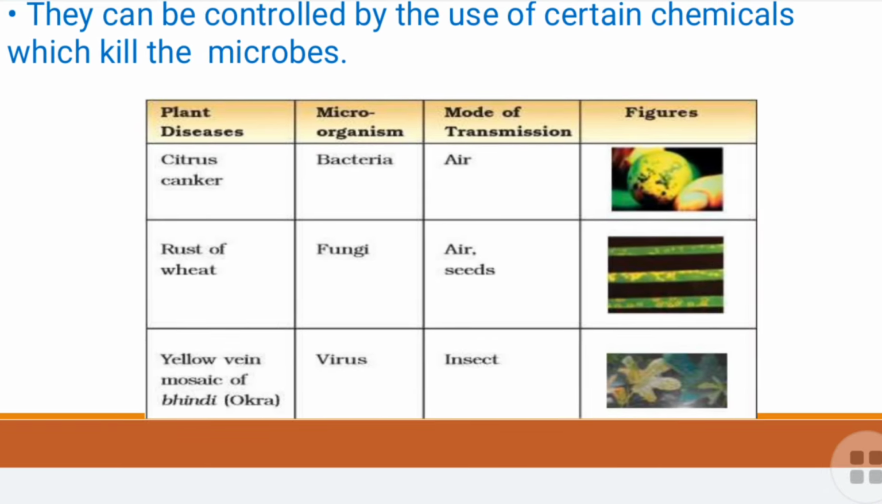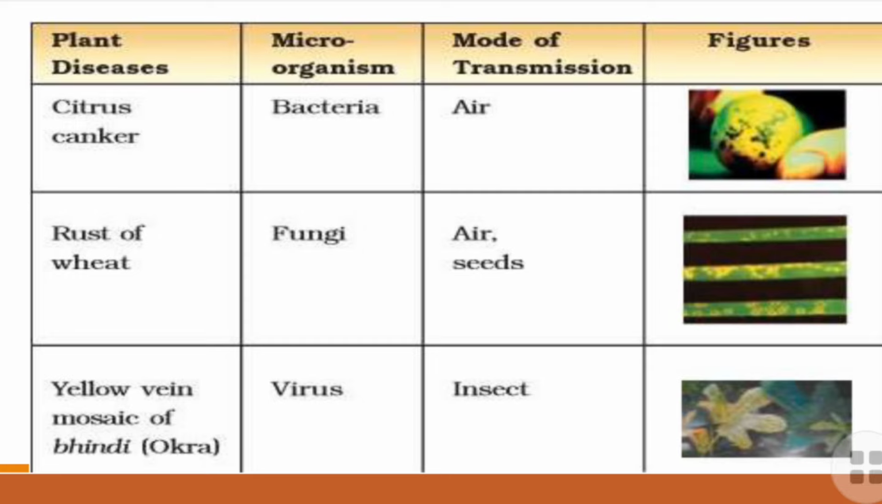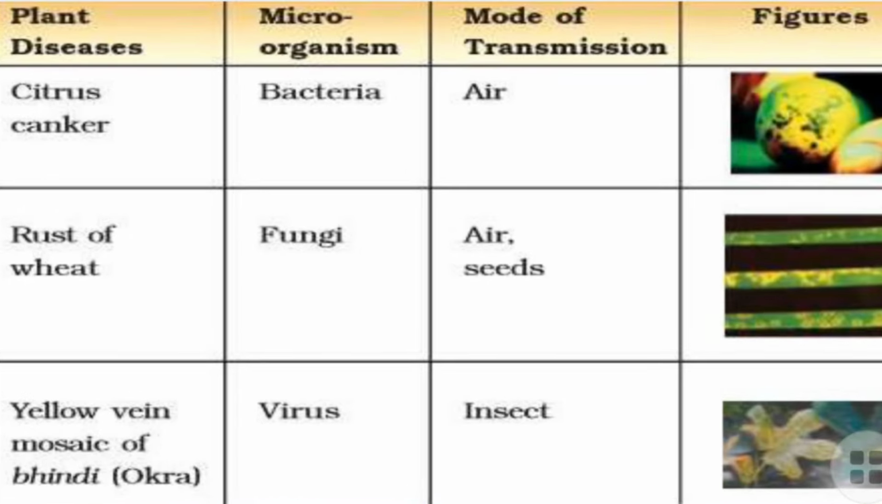So here in the table, 3 diseases are shown to you. The plant disease is citrus canker, and it is caused by bacteria, and its mode of transmission is air. And it is generally seen in lemon or fruits of the citrus family, citrus fruits. They get spoiled.